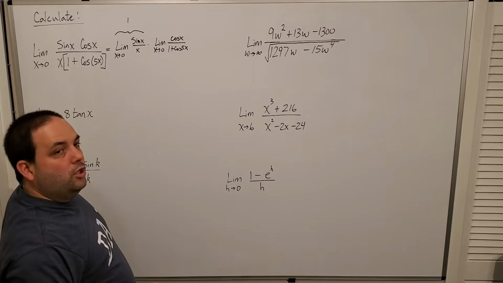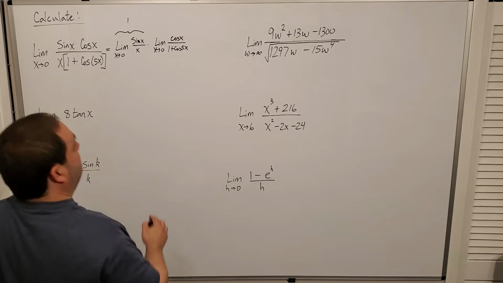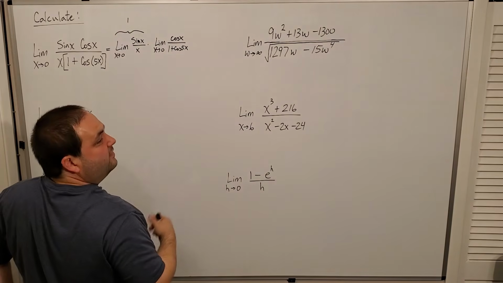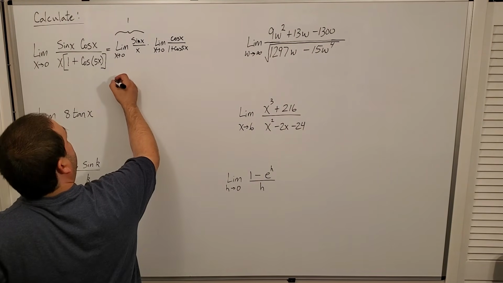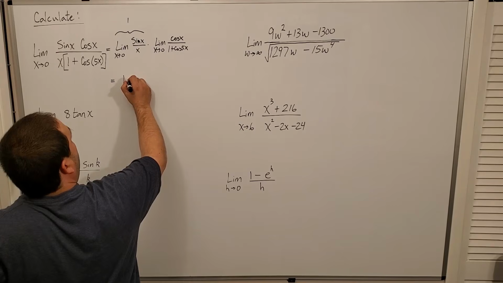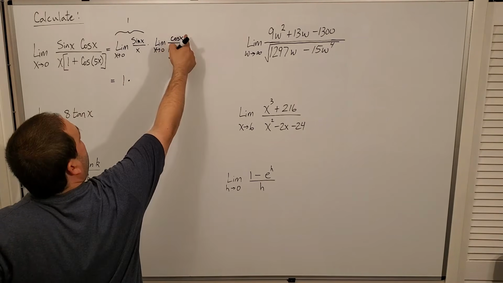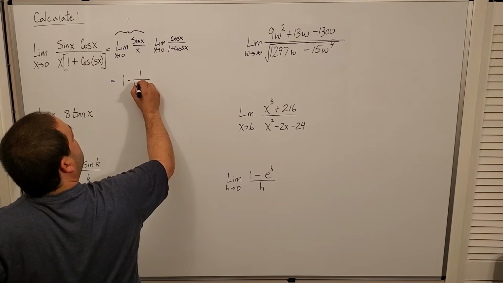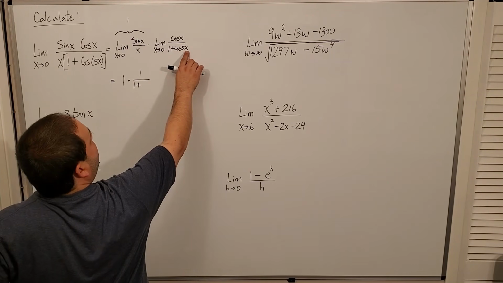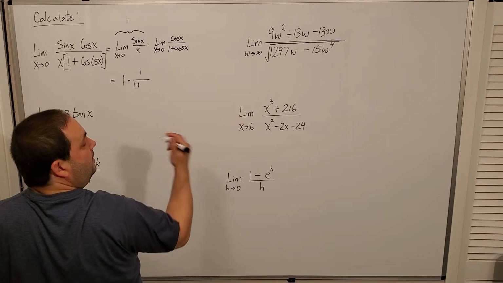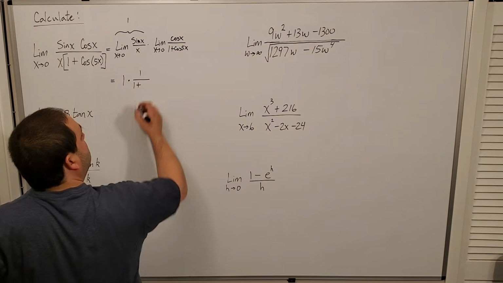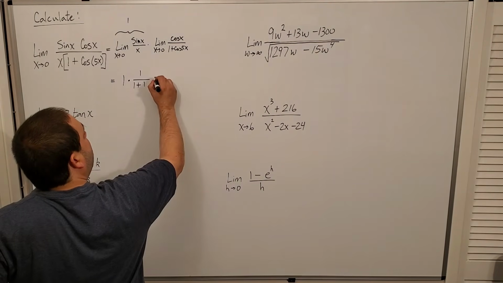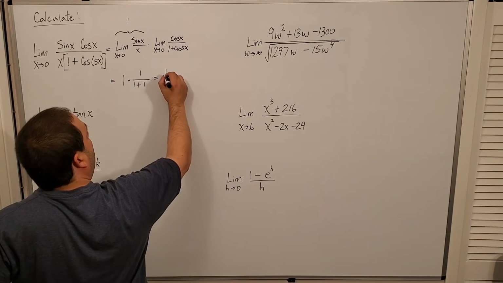With this one, you can just do some substitution. If you plug in 0, check it out, right? I've got 1 times cosine of 0, which is 1, over 1 plus cosine of 5 times 0, right? That's still cosine of 0, which is 1. So I end up with a final value of 1/2.